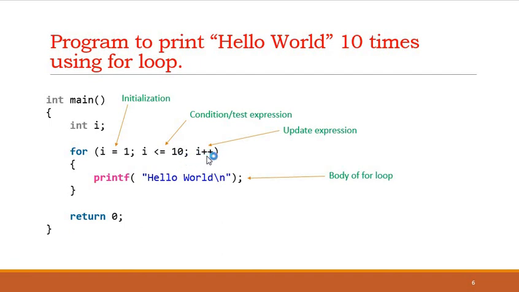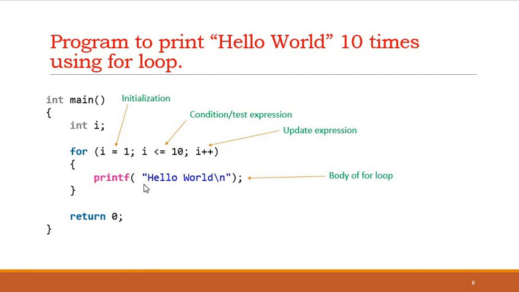Then a semicolon, then I++. This is our increment, decrement or update expression. So these three portions are there, as per the syntax of the for loop. Then after that, in curly braces we will write our statement printf("hello world\n") with \n for a new line. This statement is the body of the for loop. If you want to write more statements we can write them here, just within these curly braces. For this program only one statement is there in the body of the for loop.